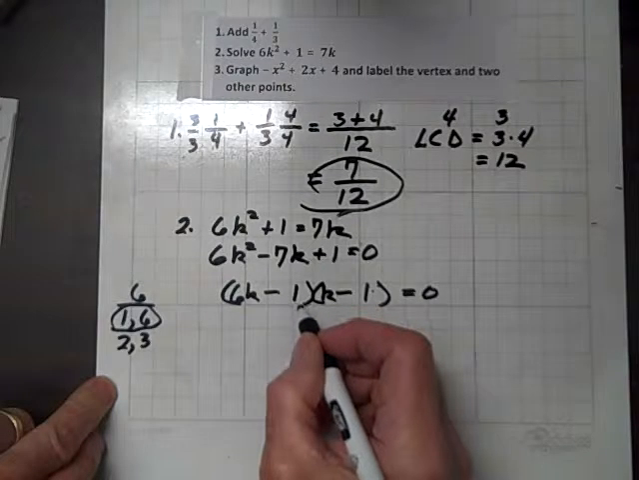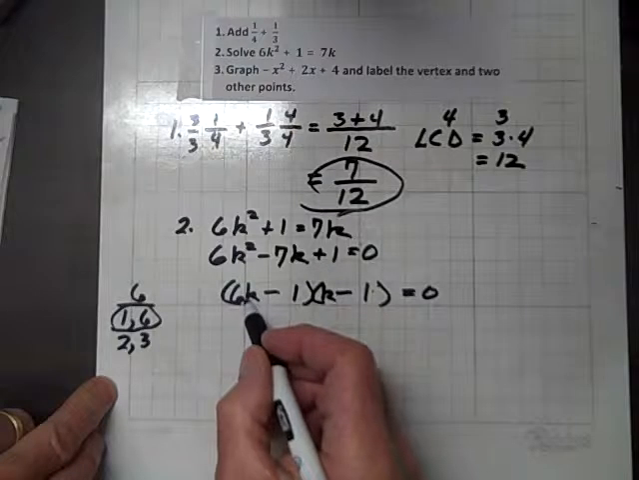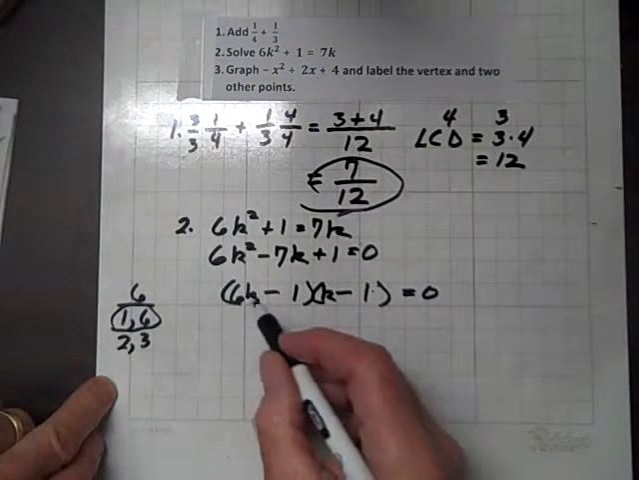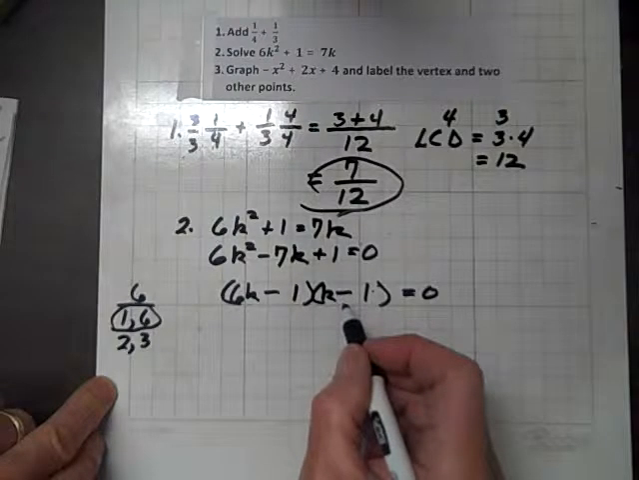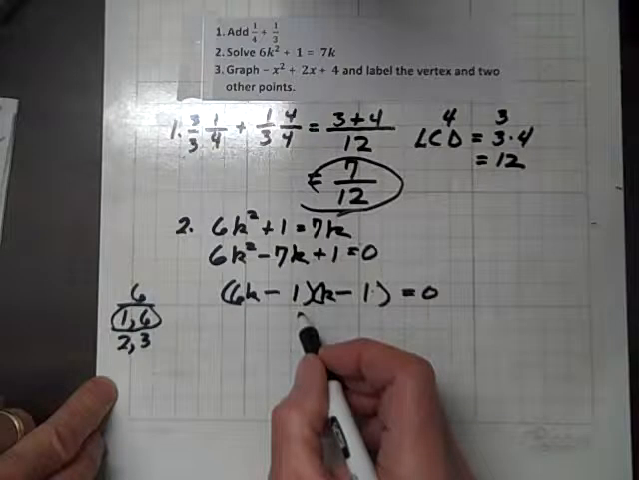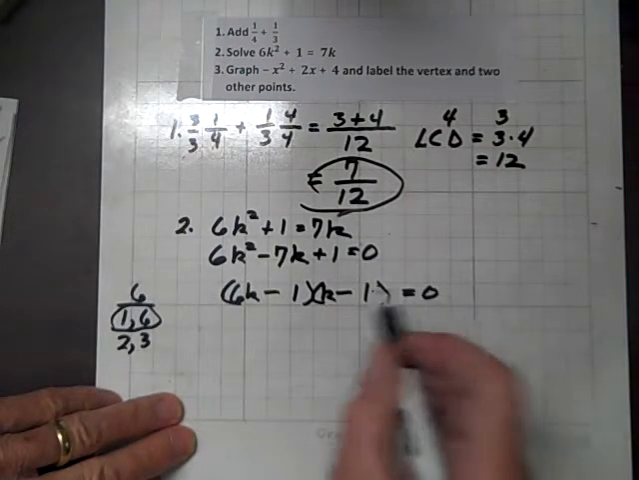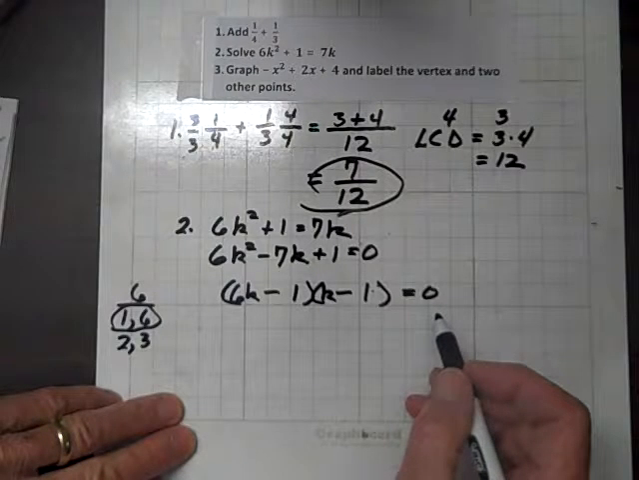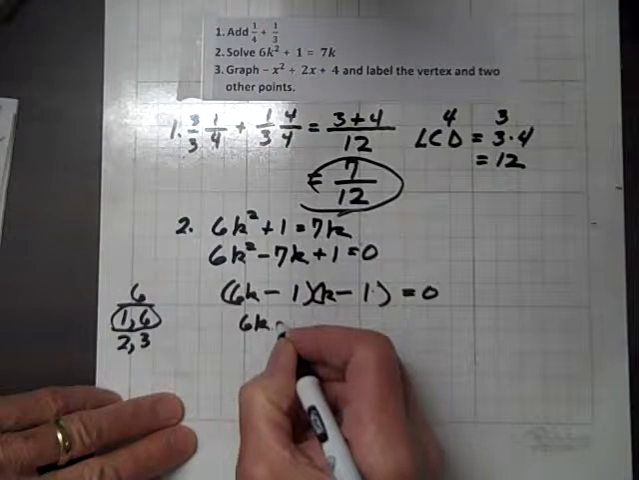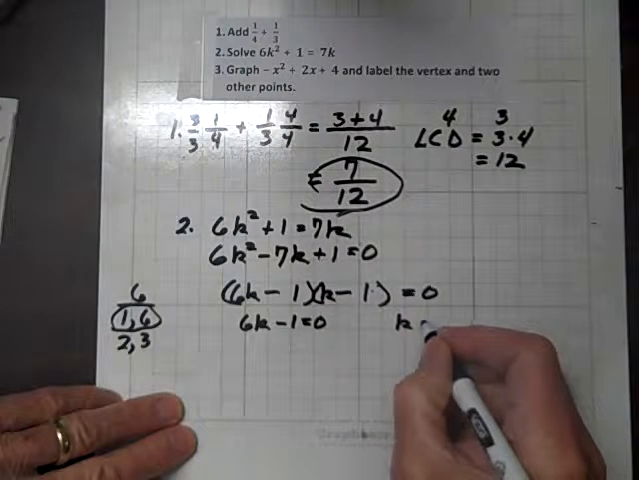If we multiply negative 1 times k, we get negative k, and 6k times negative 1, we get negative 6k. Summing those two, negative k plus negative 6k is negative 7k. So we've done the factoring correctly. Next, let's set each factor equal to 0 and solve.